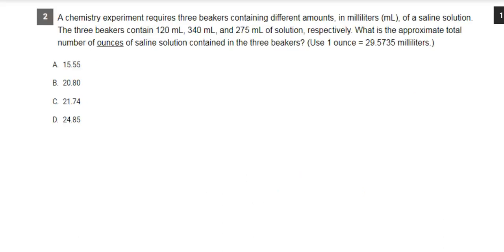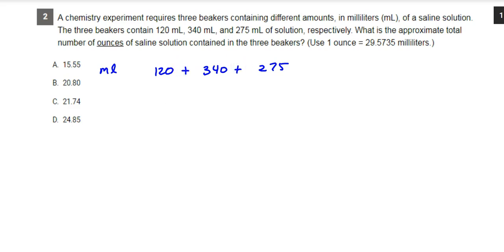Number 2, chemistry experiment. 3 beakers containing different amounts in milliliters. The 3 beakers are, so we have a 120, we have a 340, and we have a 275. And these are mLs. What is the approximate total number of ounces in the 3 beakers? So we're looking for ounces in all 3.